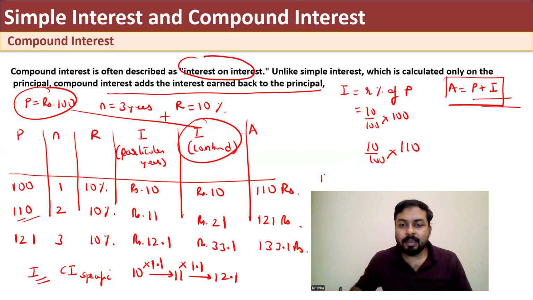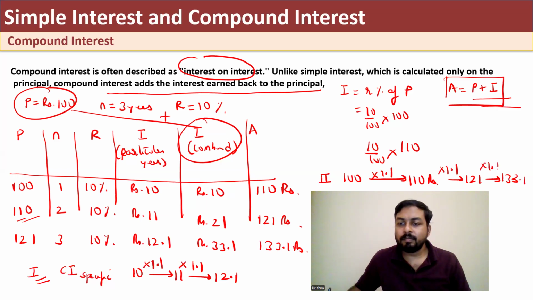The second observation that I make here is that the amounts are also in GP. So from 100 rupees principal, it is becoming 110 rupees, then it is becoming 121 rupees, and then it is becoming 133.1 rupees. So if you divide 110 by 100, you will get common ratio, which is 1.1. Or you divide 121 by 110, you get the common ratio as 1.1, right? So these are the two observations that I'm making. One is that the compound interest for particular years is in geometric progression, and also the amounts are in geometric progression in the compound interest concept.